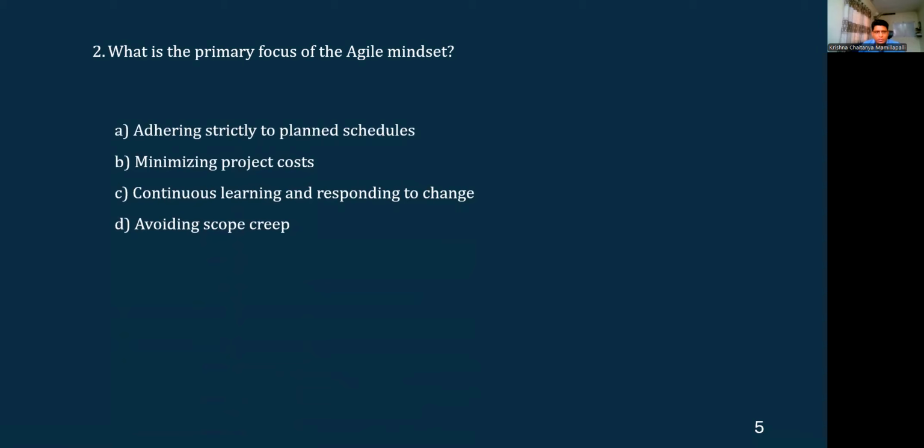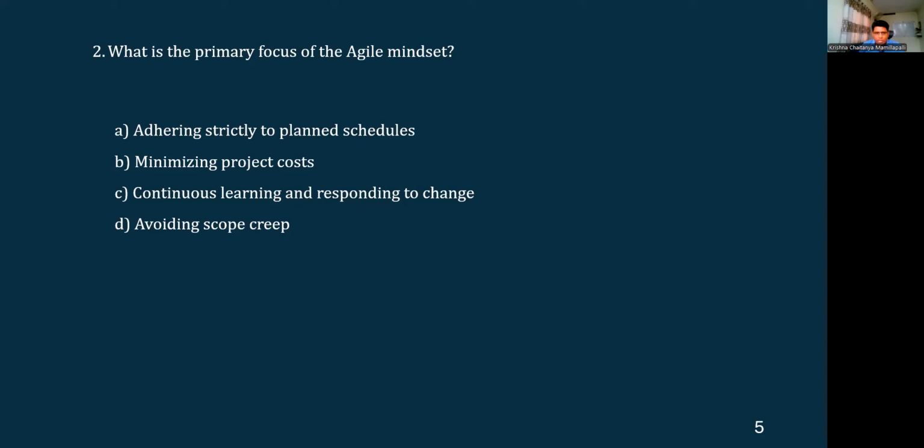Adhering strictly to planned schedules. Okay, this actually contradicts the Agile principle of adaptability. While schedules are important, they are secondary to responding to change and delivering value. So this is not an appropriate answer, so we can eliminate this.